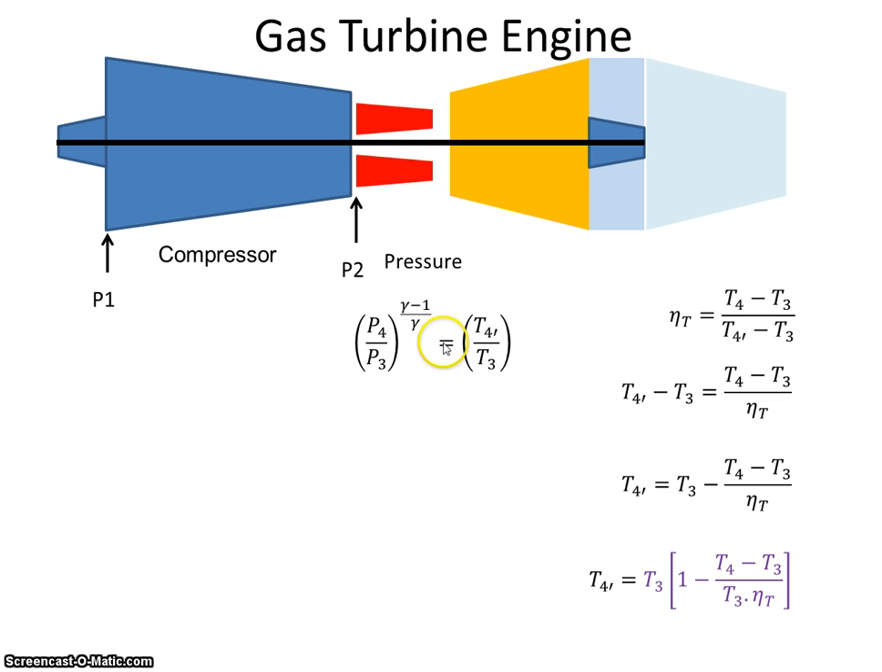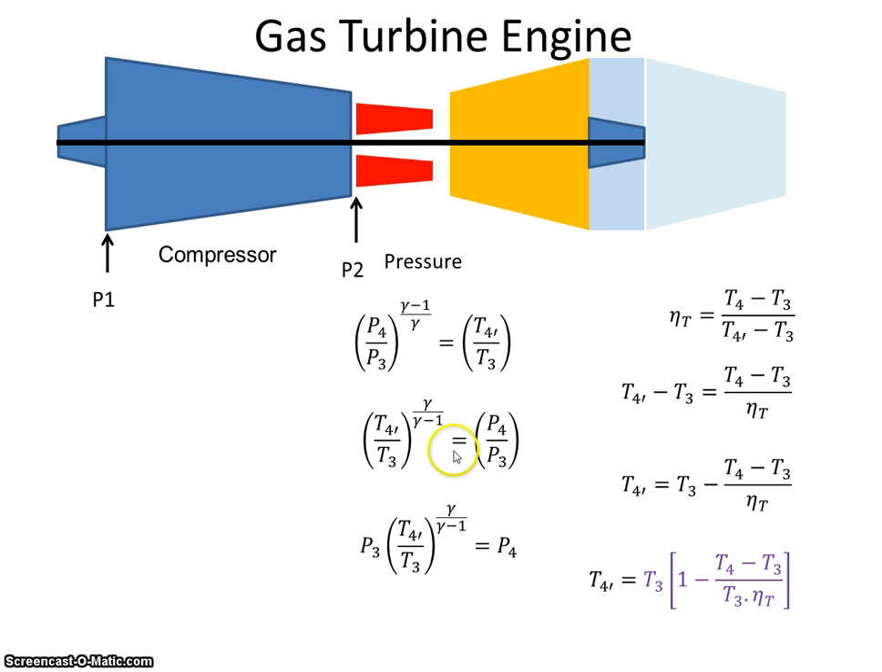But that was the compression ratio, or expansion ratio in this case in the turbine. So I have a value for T4 dash. So I can say the inverse of this. So if I raise this to the gamma over gamma minus 1 root, I get the pressure ratio.